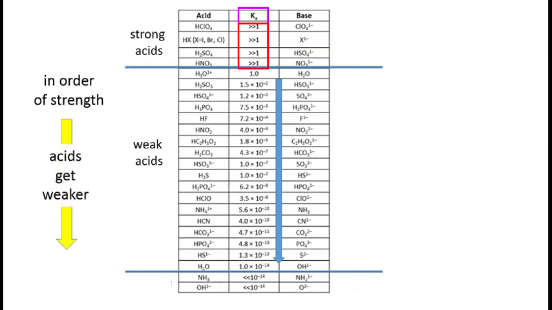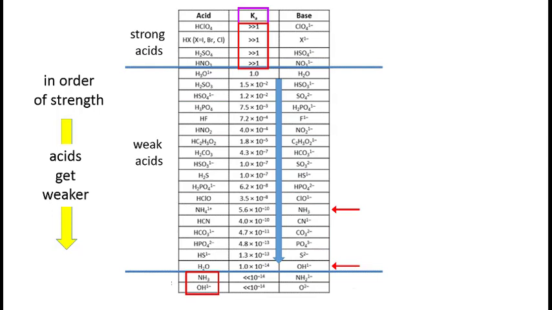There's also a thick line near the bottom of the table. The two entries there are ammonia and hydroxide. We don't think of these as acids at all. In fact, they both show up on the base side of the table. So why are they listed on the acid side?